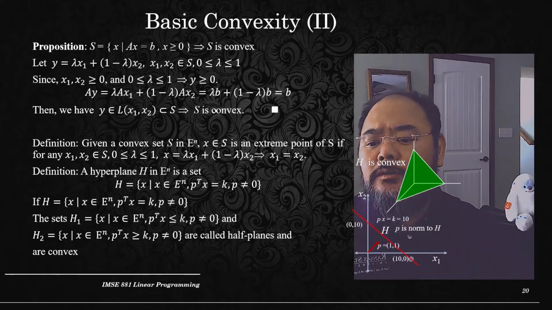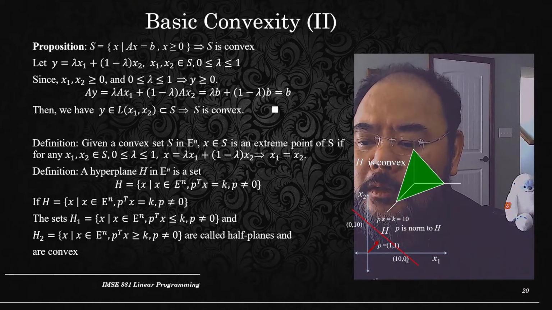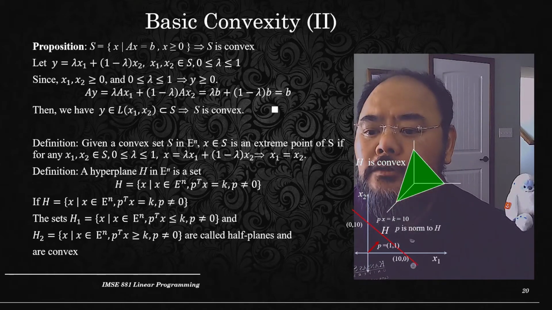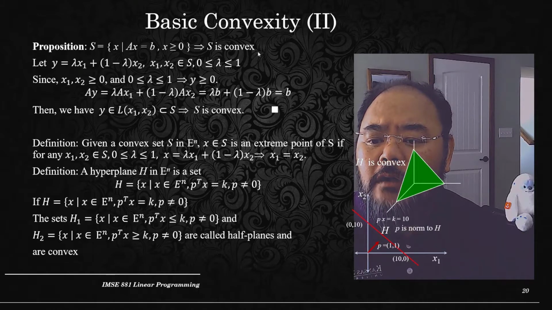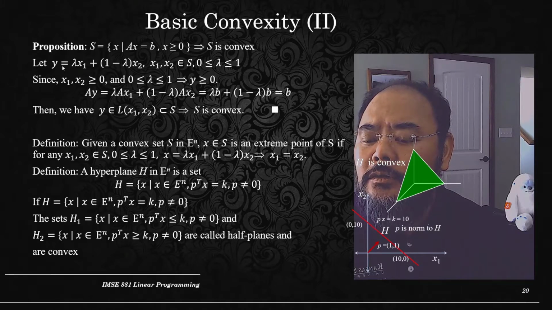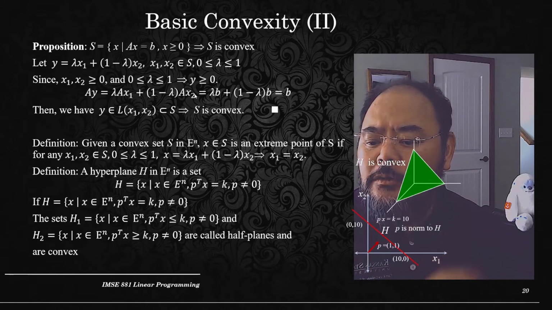So it's very straightforward, basically just the substitution method. We start with the definition of S and the definition of convexity, and try to see if the convex combination of any 2 points belonging to S satisfies all these definitions. That's it.